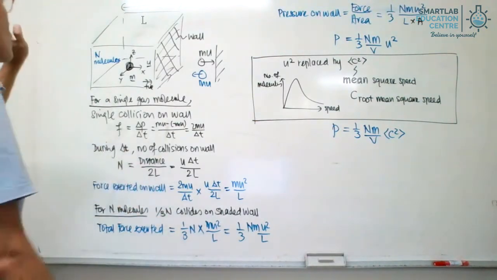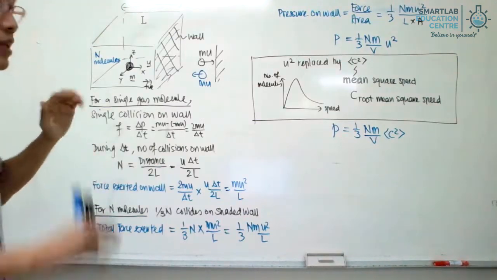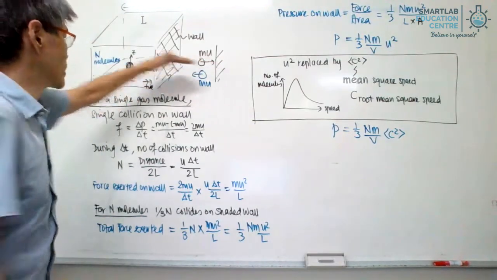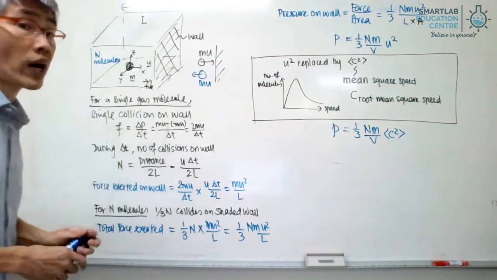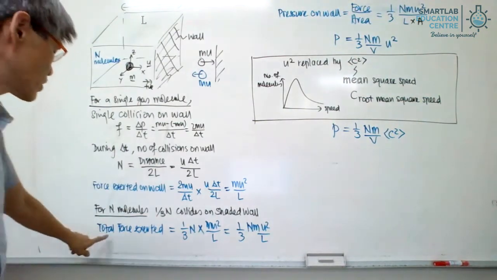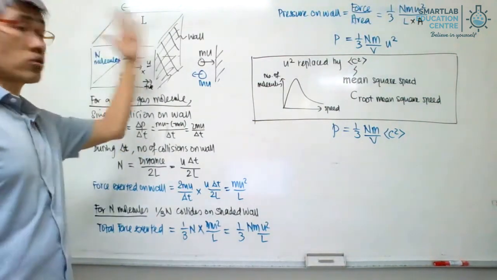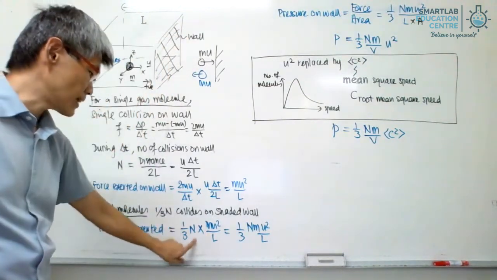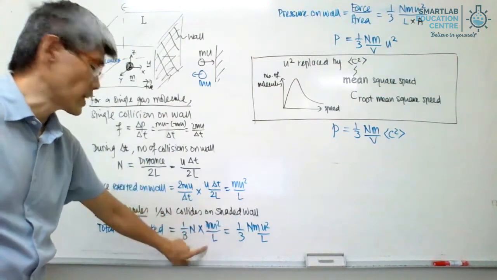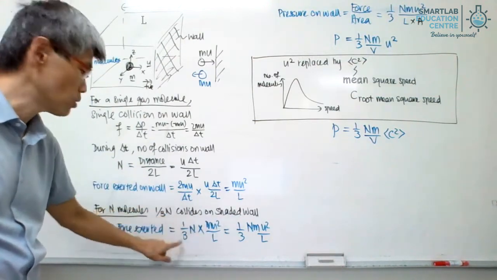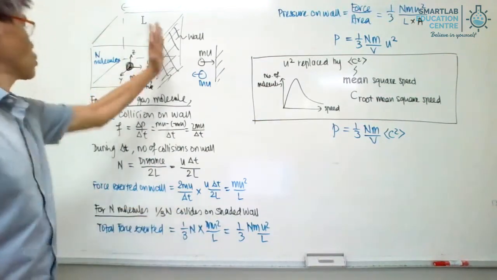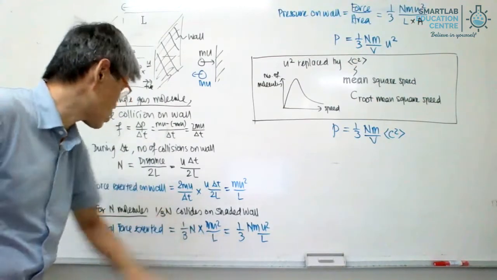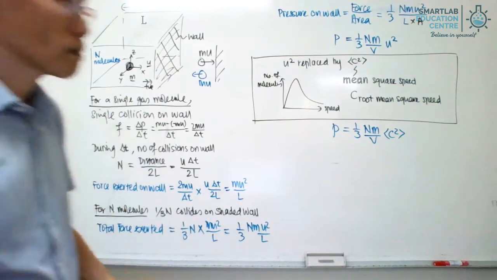For this modeling with N gaseous molecules, you realize that 1/3 of them could be estimated to be moving in the Z direction, 1/3 moving in the X direction, another 1/3 moving in the Y direction. So therefore, the total force exerted by N molecules on a single wall, on a shaded wall, will be 1/3 N multiplied by mu squared over L. That means you have now 1/3 of the gaseous molecules hitting the wall, and each of them will give rise to a force of mu squared over L. So this is actually the total force exerted by N gaseous molecules.